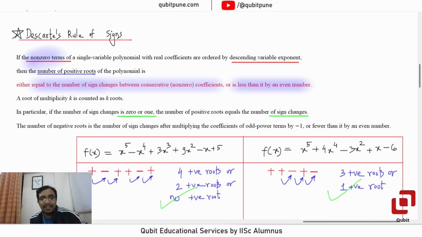But see, now the problems in the exam may come like this. If the number of sign changes is 0 or 1, then definitely the number of positive roots is going to equal the number of sign changes. That is something that should interest you. Clear? Okay. Fine then. So we have completed the theory of complex numbers and quadratic equations.